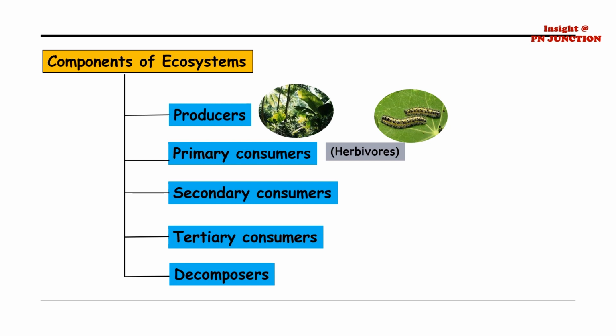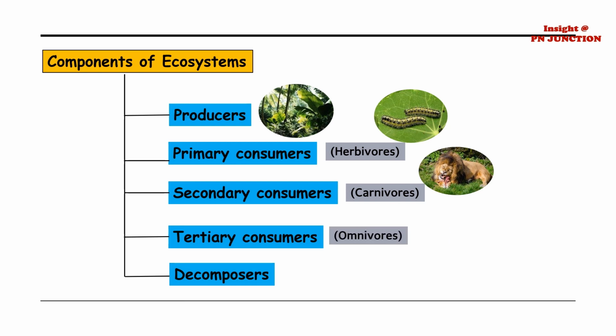Then come secondary consumers, also called carnivores, which depend on other animals for their food or energy requirements. Animals like lion, fox, leopard, etc., all fall under this category. Tertiary consumers, or you can call them omnivores, are animals which are hypocarnivores and little herbivores. They eat both meat and plants as food.